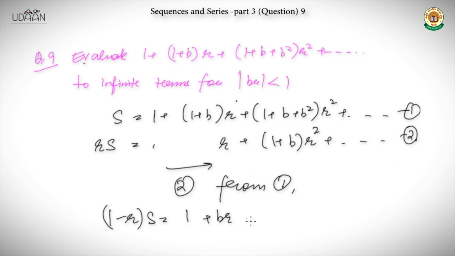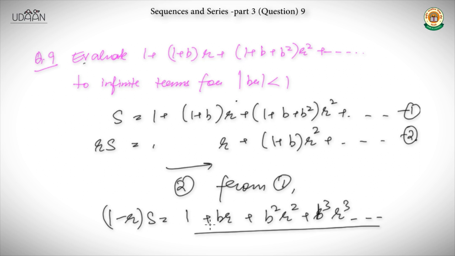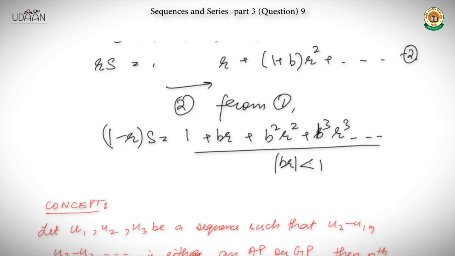1 plus br plus b square r square plus b cube r cube and so on. So we already know that this is a GP with common ratio br, infinite, and we are already told mod of br is less than 1, so we can straight away write the sum. Now this is a defined series. We can find this is a GP till infinity. And we are given that mod of br, that is the common ratio here, is less than 1. And we also have a formula for that, that was a by 1 minus r. So this is straight away B. Here our first term is 1 and obviously the common ratio is br.